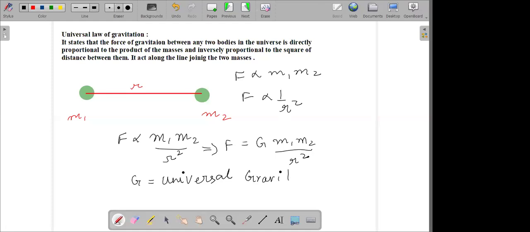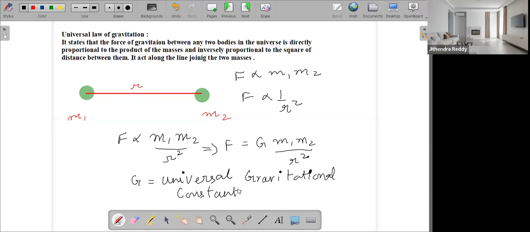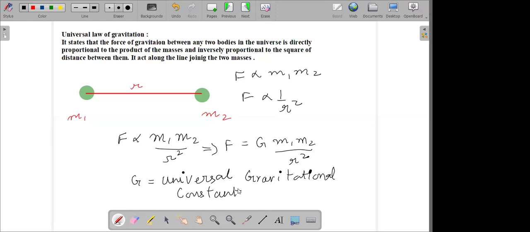So what do you mean by universal? When we say universal, sir, it is the same everywhere in this universe. It can be applied either on the moon or on the sun or on a black hole, wherever you go in this universe. So the universal gravitational constant G is applicable everywhere. That we call the universal law of gravitation.